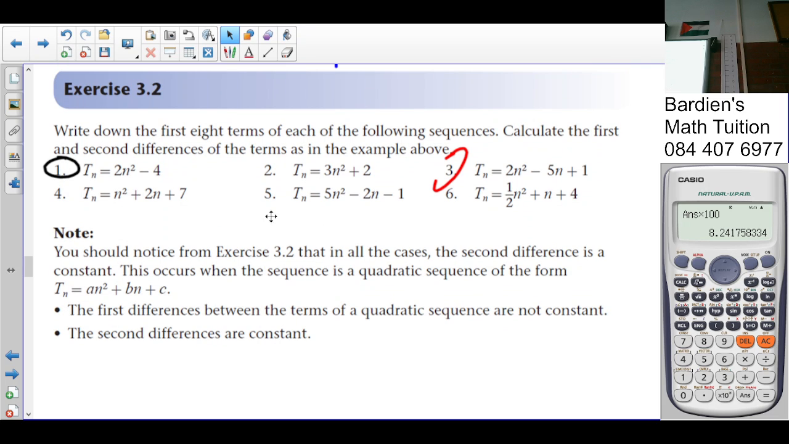Alright, so in 3.2, you have worked through this, not so? You should notice from exercise 3.2 that in all cases, the second difference is constant. What does constant mean? It's the same. So you'll see that the second difference is constant. This occurs when the sequence is a quadratic sequence of the form Tn is equal to an squared plus bn plus c. The first difference between the terms of the quadratic sequence is not constant. The second differences are constant.